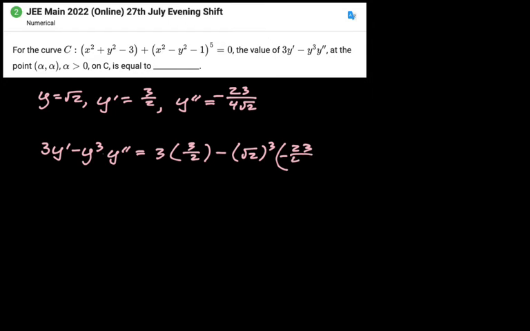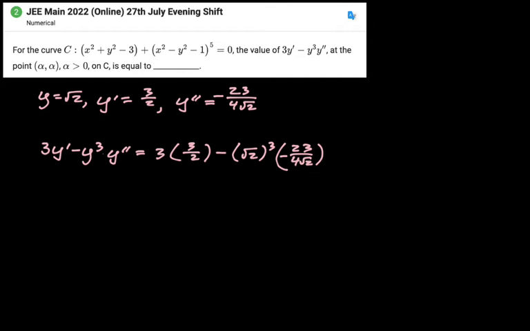Remember, we're trying to figure out what 3y prime minus y cubed times y double prime is. So we know y is root 2, we know y prime is 3 halves, we know y double prime is negative 23 over 4 root 2. We're plugging in. So we're plugging into this. We get 3 halves, minus root 2 cubed, and then times negative 23 over 4 root 2.